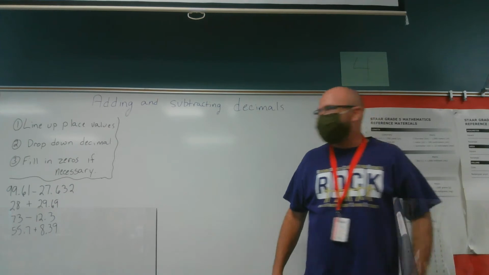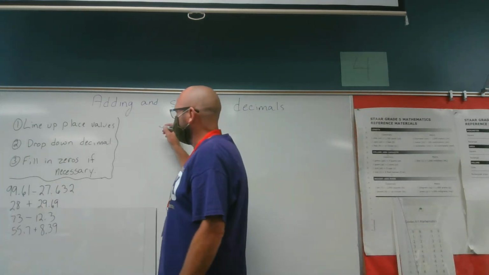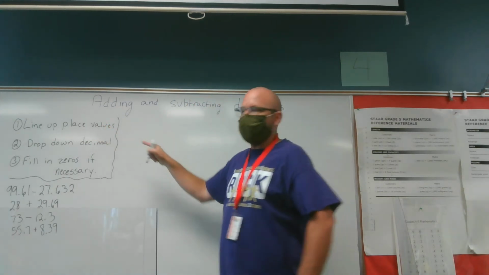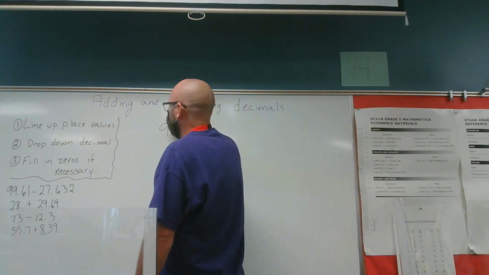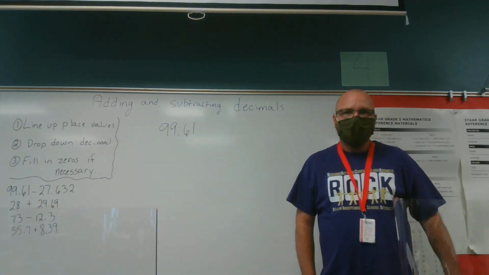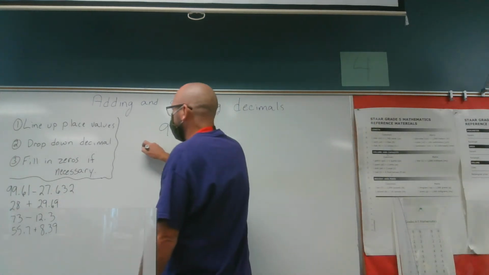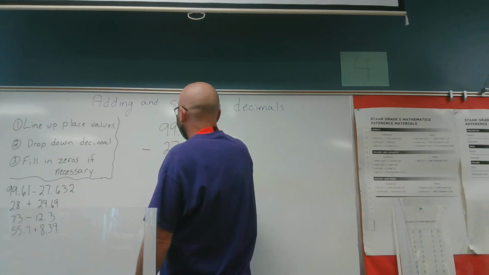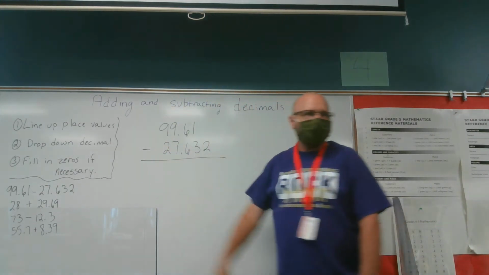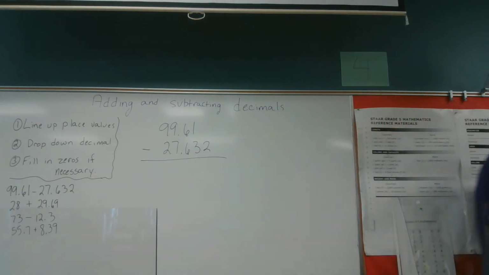So the first problem that we're going to do. First step says line up the place values. So we have 99 and 61 hundredths. Subtract 27 and 632 thousandths. Tens place is over tens place. Ones place is over ones place.